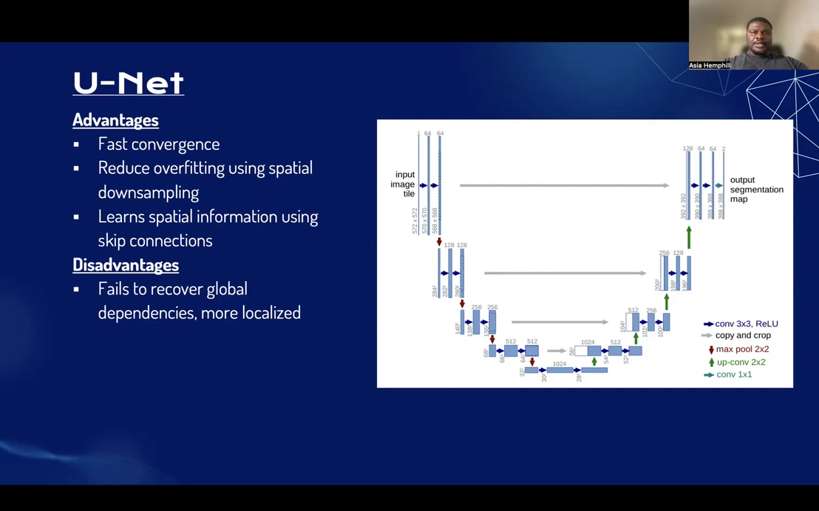The UNet is a very popular segmentation architecture, and some of its advantages are that it has fast convergence, it reduces overfitting using spatial downsampling, and it learns spatial information using skip connections between the downsampling and the upsampling layers. The disadvantage of the UNet is that it fails to recover global dependencies, as it is more localized.